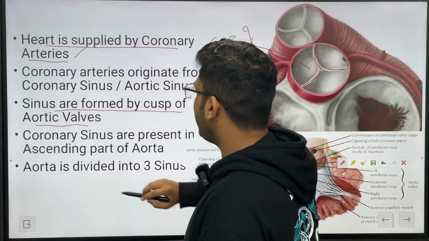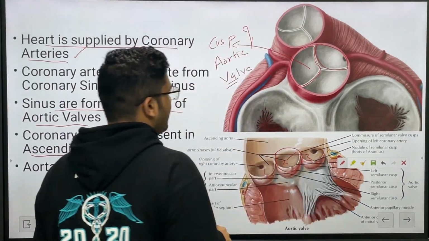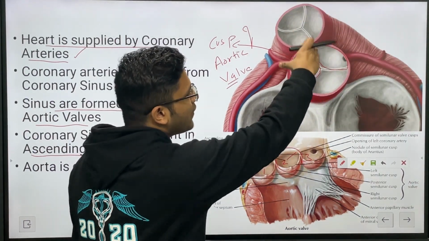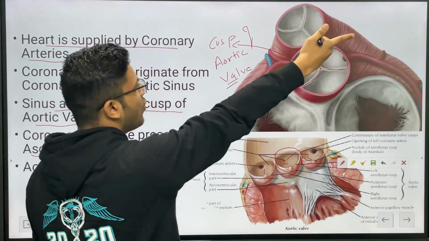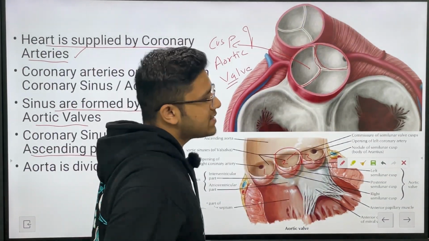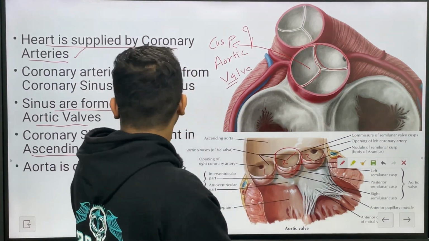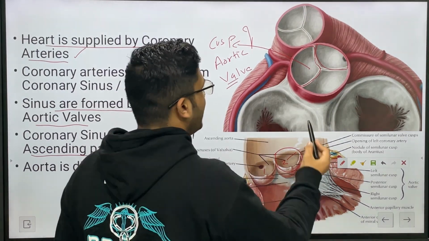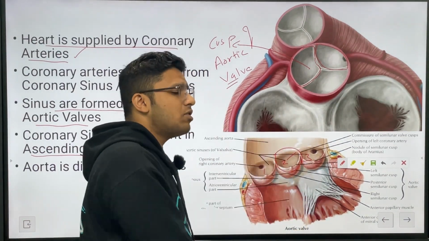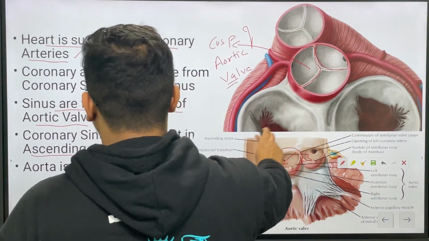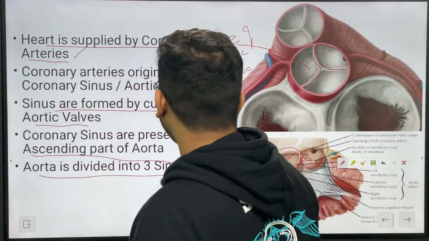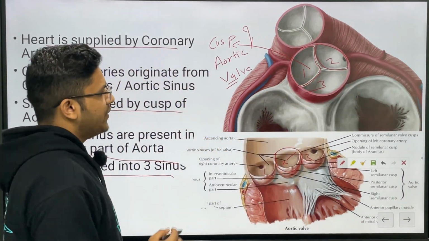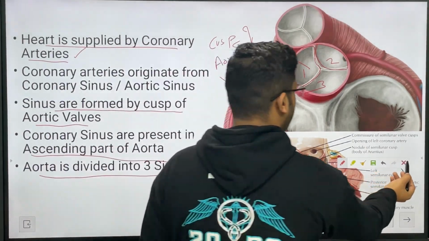Coronary sinus are present in the ascending part of aorta. We have already discussed this is the aorta and it is just the ascending part or the beginning of aorta, and it will later form the arch of aorta and continues as the descending thoracic aorta. So in the ascending part of aorta we are seeing the coronary sinus, and I told you that coronary sinus are formed by the cusp of aortic valve. Aorta is divided into three sinus. We have already discussed 1, 2 and 3. We will discuss in detail in the next topic.